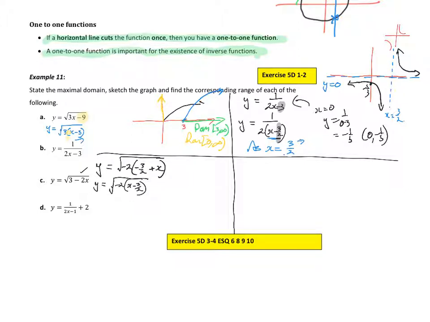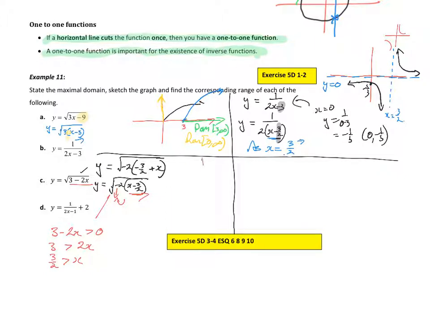So what do the different things do? The 3 on 2 shifts it to the right, and the negative sign flips it, rotating it about the y-axis. If we weren't too sure about that, let's think about the domain of this function. We need 3 minus 2x to be greater than 0, because I can't take the square root of a negative number. That means 3 has to be greater than 2x, which means 3 on 2 is greater than x. So x is less than 3 on 2.